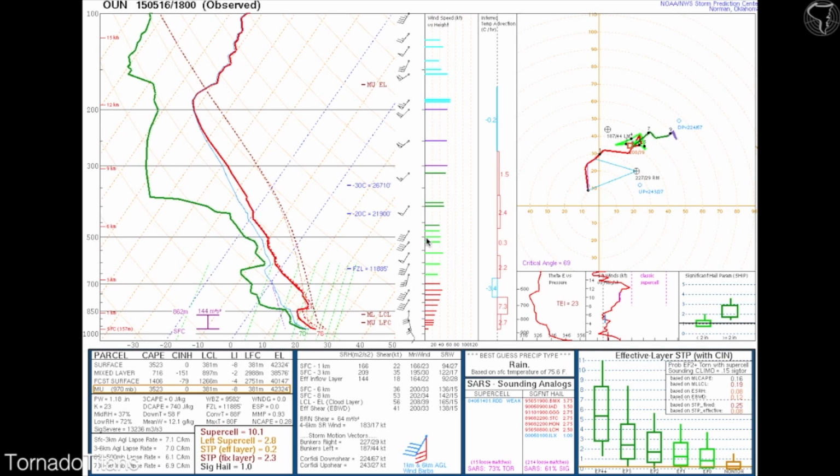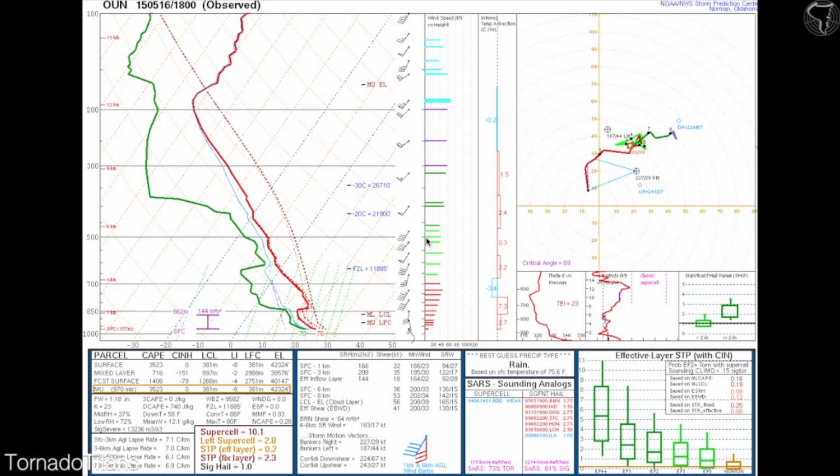Hello, everybody, and welcome to the next to the last lesson in this course about reading Skew-Ts. This lesson is going to center on a couple of additional indices that we have not yet touched on.